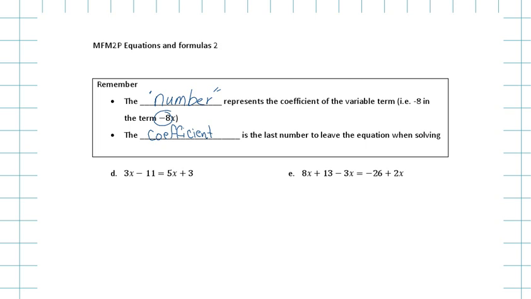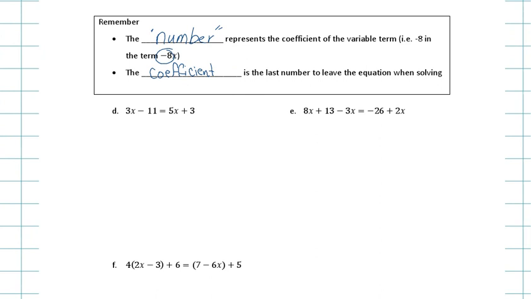So what do you see in D? What do I have to do here? Bring the 5x and make it a minus. That's right. Bring the 5x to the left. Make it a negative 5x. Throw the 11 over and make it a positive. That's correct. So I'm doing a double change here. Moving this over here. Moving this over here.